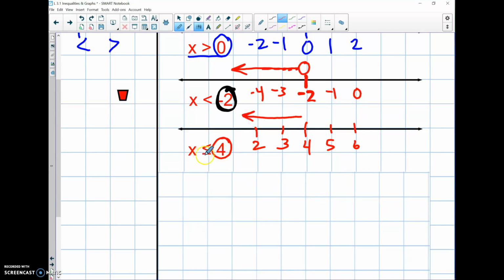Because of the or equal to symbol, that means x could be equal to 4, so you show that on a graph by filling in the circle. So these are called closed circles, and all the closed circles are reserved for less than or equal to or greater than or equal to.